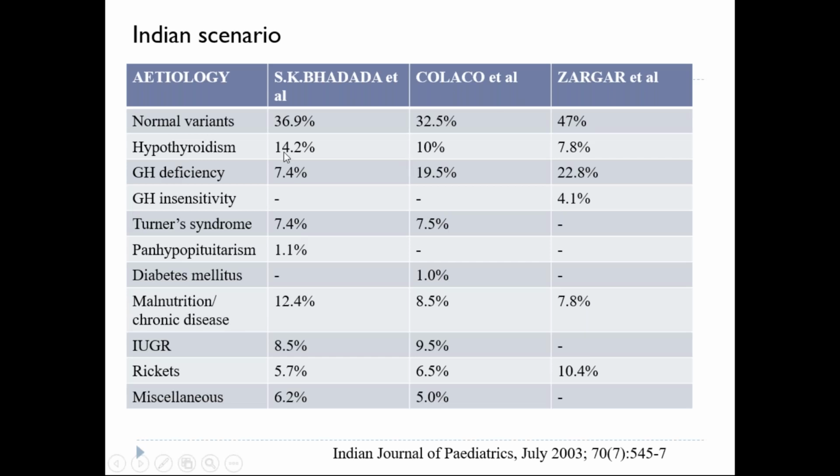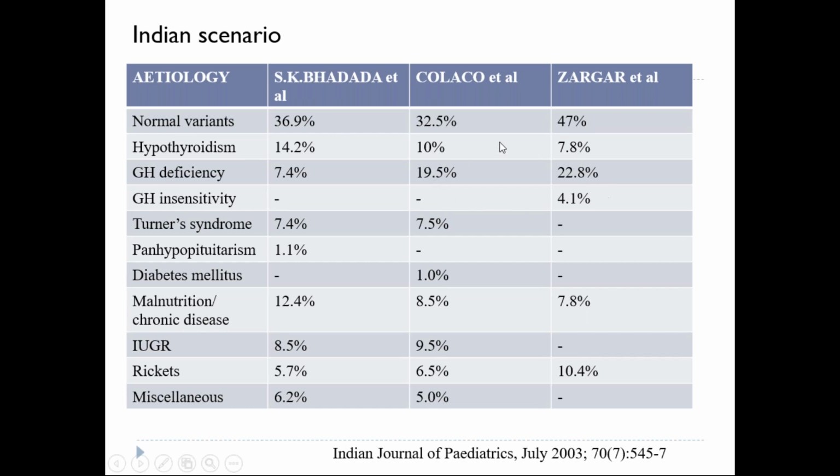So this is just to show you what are the common causes in India. So most common, as I discussed, is the normal variant. That's why we discussed it in detail. A large proportion is the normal variant, or we call it constitutional or familial. So you can see about 30 to 40% are normal because their parents are either short or they will gradually grow. They are constitutionally short. Okay. And next is your hypothyroidism.